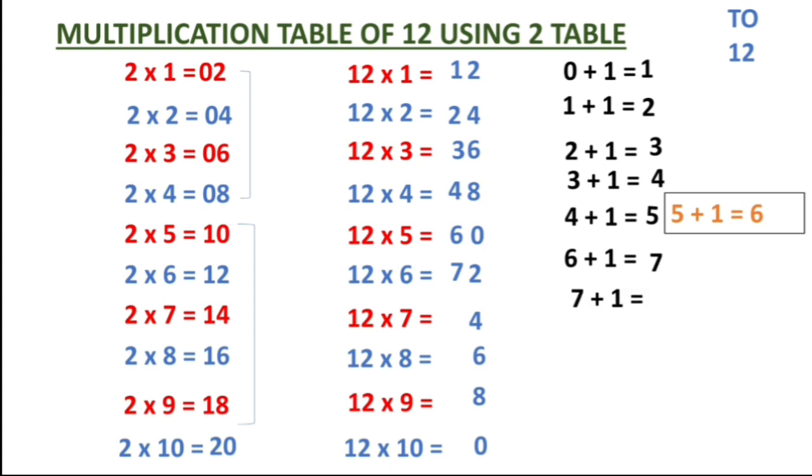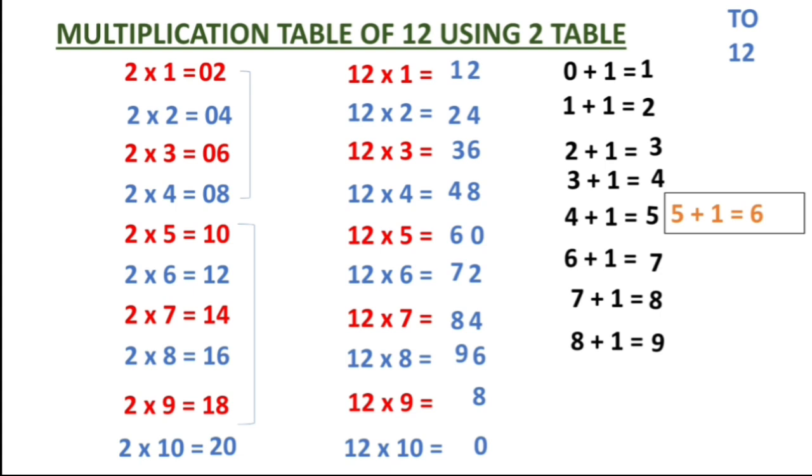Again 7 plus 1. 7 plus 1 is 8. 84. See, the tens place from 2 fives, 2 sixes is the same. So we will just add plus 1 plus 1. That's it. Now 8 is the sum, right? After adding 7 plus 1, we get 8 as the sum. Now again 8 plus 1. I get 9. 9 we will write in the tens place.